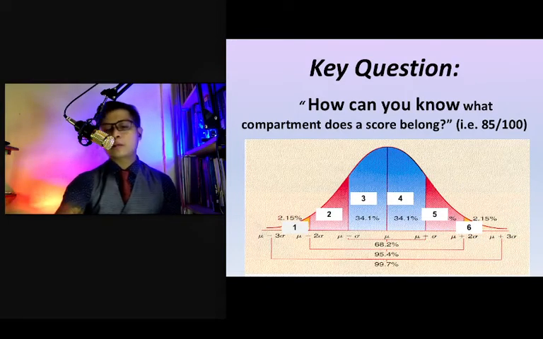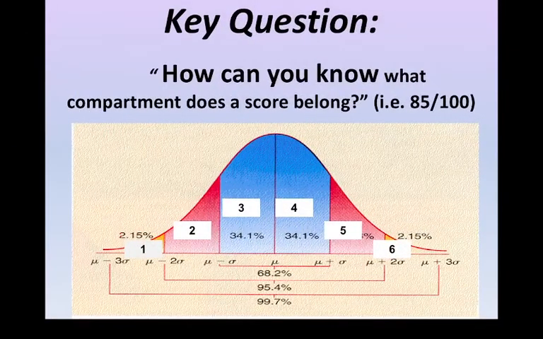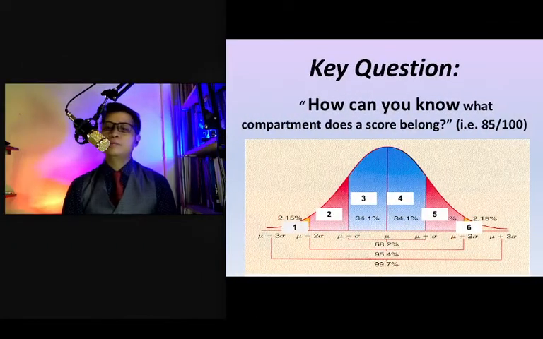So syempre, ang next logical question natin dyan is, now, how can you know what compartment a score belongs to? Paano mo ngayon malalaman yun? Halimbawa, yung score mo is 85 over 100. Question, nasaan kaya babagsak yung 85 over 100? Would that belong to area 1, 2, 3, 4, 5, or 6? That's a good question. At yan ngayon yung ating sasagutin.